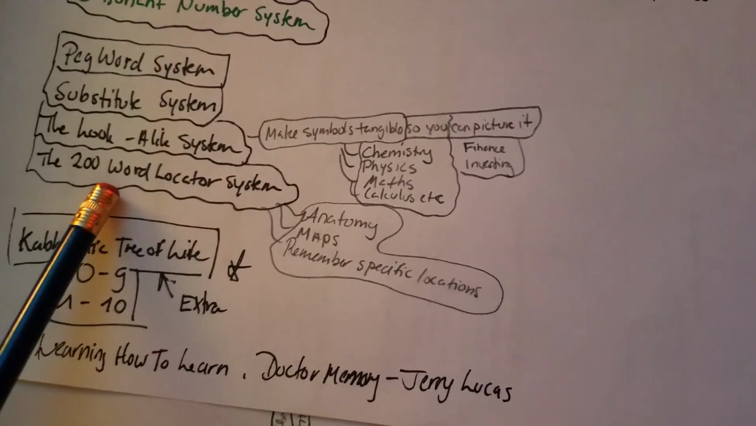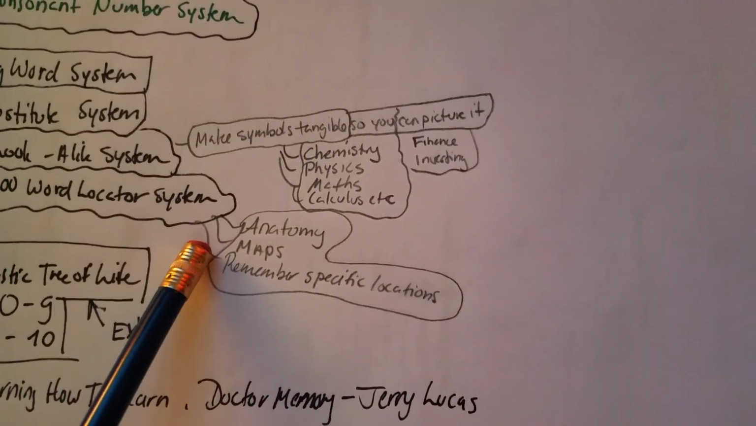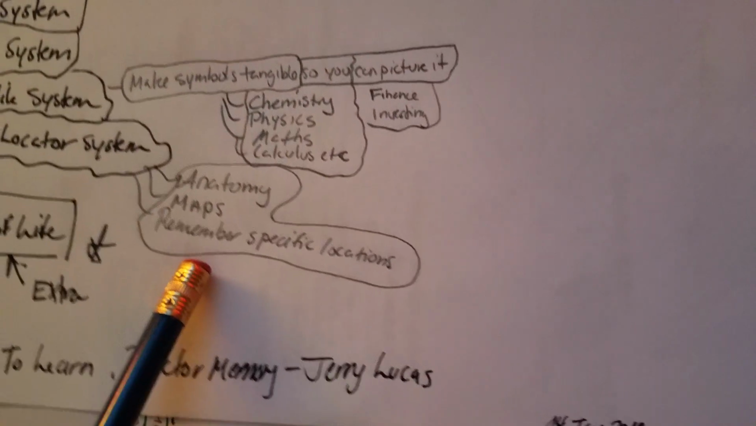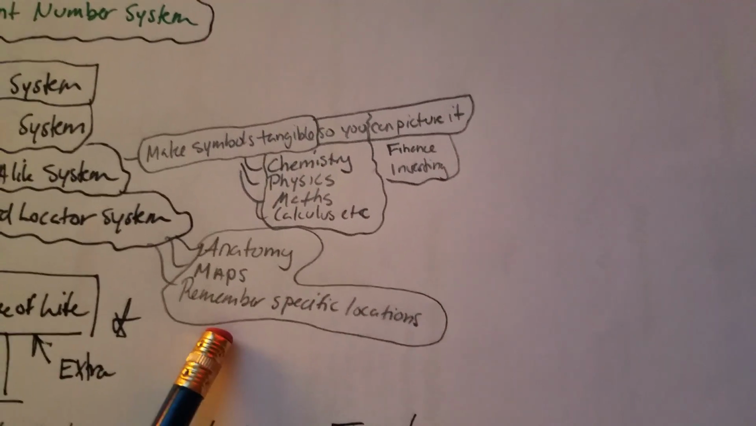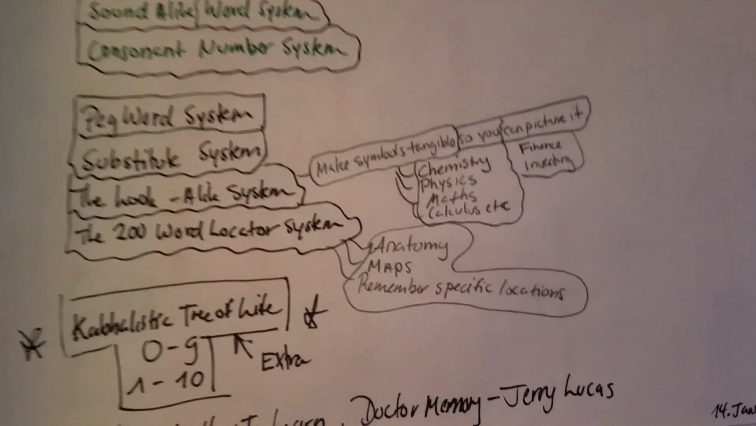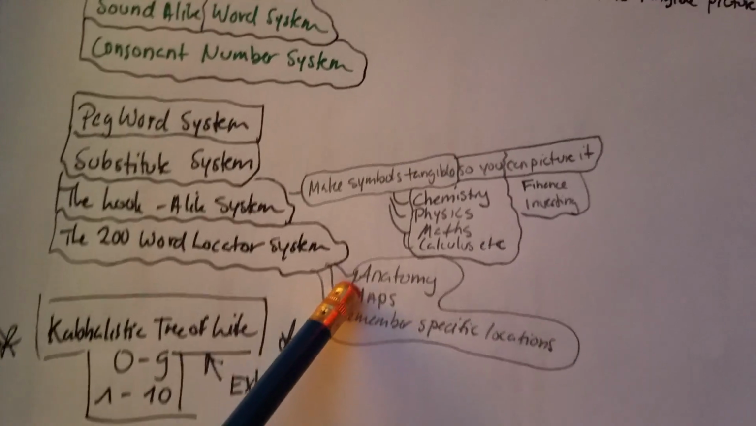This is a really good master key if you're having to learn about anatomy or something with maps or diagrams, helping you to remember specific locations in space, spatial things such as maps, for example, or muscle or body anatomy for medical students, medical courses.